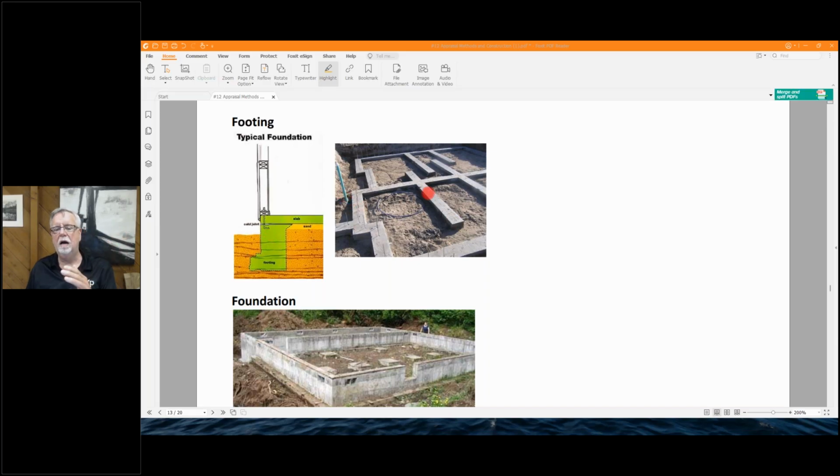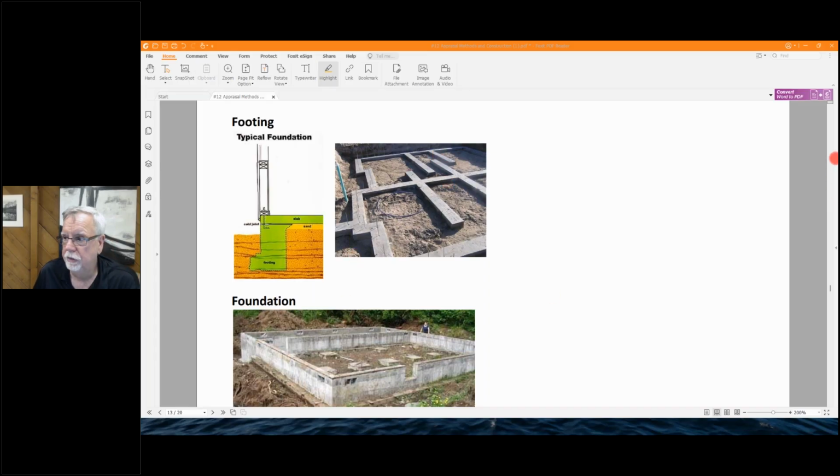Now, it's not obvious when you're looking at the picture on the right, but that doesn't just go straight down when they poured the concrete. It goes down and it goes out a little bit. And that creates, well, the footing. And all of this from the bottom up to the top, this is called footing, right? What you're looking at here is called footing.